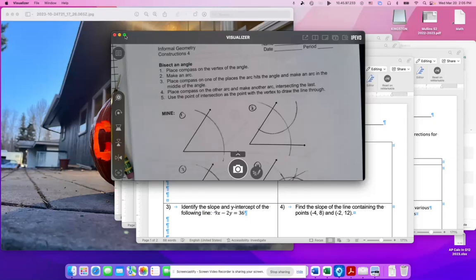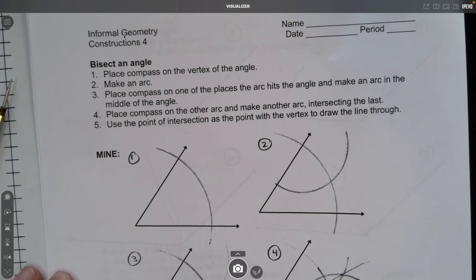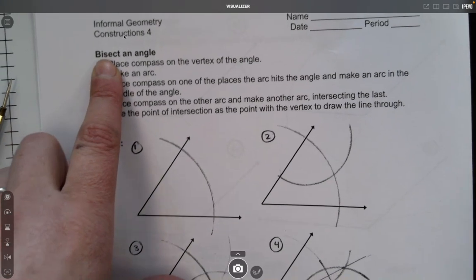Hello, class. We're looking at our construction notes for day 4. So let's see what we got today. Today we're working on bisecting an angle.